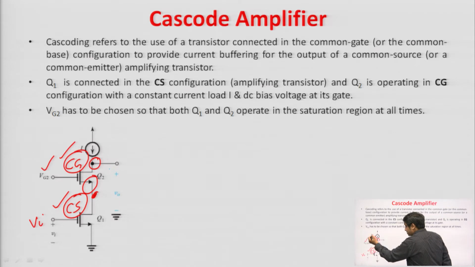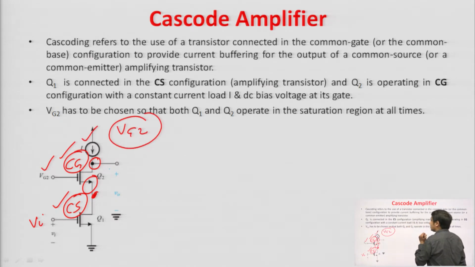And what is the role of this VG2? VG2 is the bias voltage and this I is the bias current, and the value of VG2 should be such that both the transistors Q1 and Q2 should be in saturation region. So, this is the cascode amplifier using MOSFET.